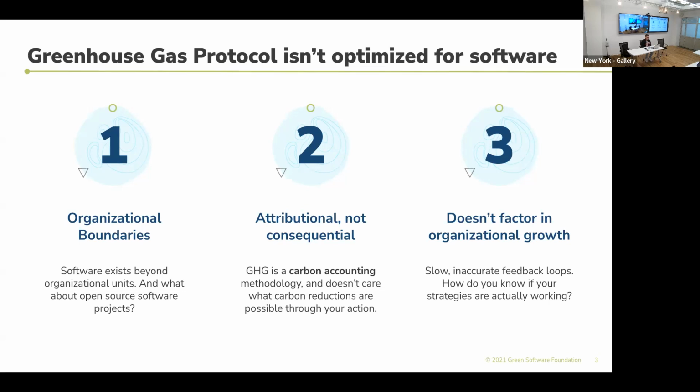Firstly, the Greenhouse Gas Protocol is really used to account for carbon emissions from different business units, let's say finance, operations, product, engineering teams. But software itself exists beyond and outside of those organizational boundaries. Let's take the Windows operating system. Microsoft developed that operating system, but it exists well beyond the borders of Microsoft as an organization and is consumed by millions of people around the world. Also, what about open source projects? How does that fit in with consumers of open source and the Greenhouse Gas Protocol? It becomes challenging.